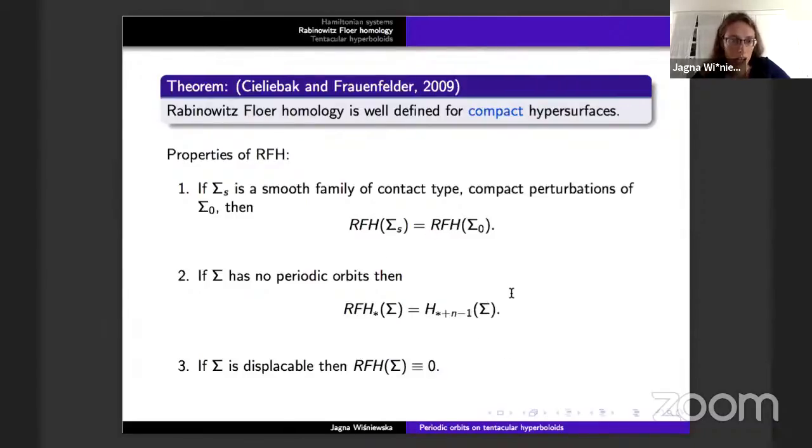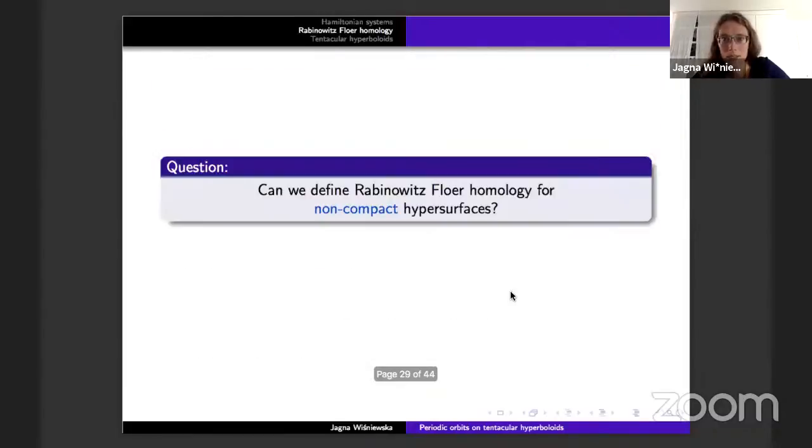And our question is, okay, that's a really cool tool. Can we actually generalize it to the non-compact hypersurfaces which appear in many of the classical systems and physical systems? And the answer is yes. Yes, at least some examples exist. And here the tentacular hyperboloids come into the picture.